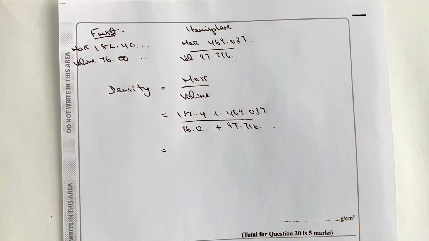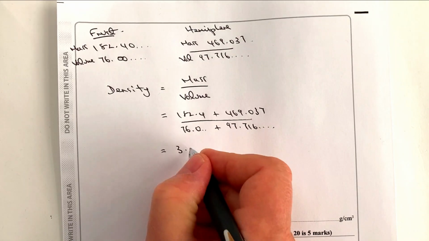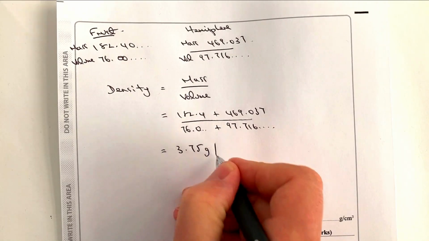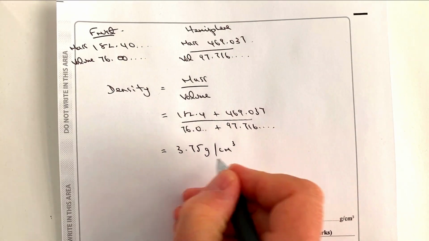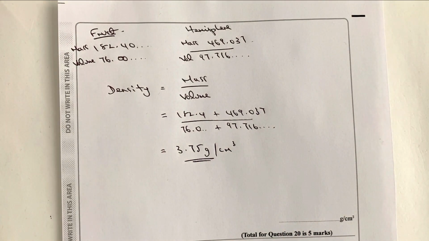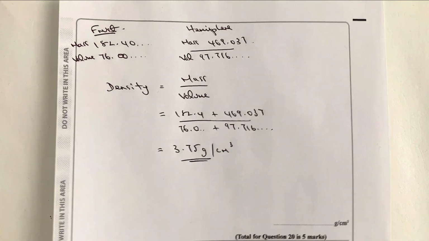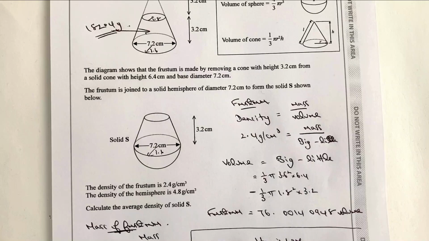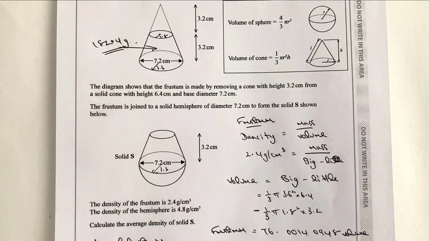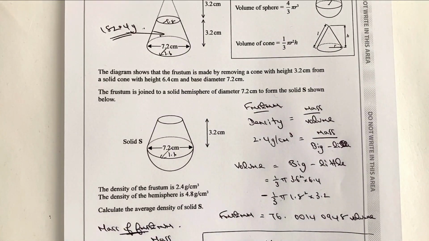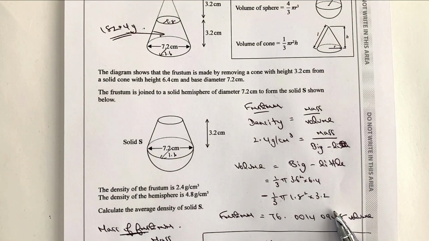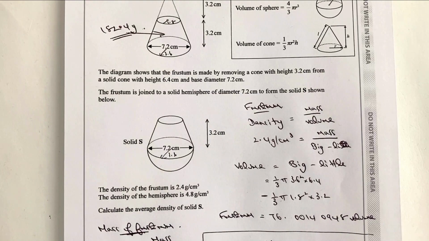Okay, pop all that into a calculator and I should get my average density as 3.75 grams per centimeter cubed. Okay, and that is the answer to the question. So a little bit tedious, one of those types of questions where really you've got to spend a little bit of time kind of setting out your stall first, using the information that you've got to work out, in this particular case, volume and mass of the frustum.